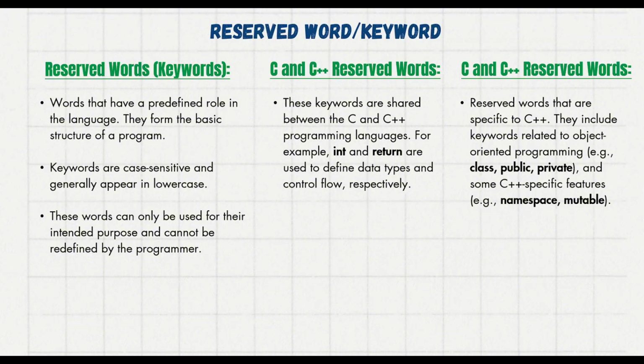Next, we'll be discussing reserved words, also known as keywords, in the C and C++ programming languages. These are integral to understanding how we structure and write code in these languages. Let's start by understanding what reserved words are. Reserved words are predefined words that the language itself uses to define its syntax. They form the basic structure of our programs and have special meanings that the compiler understands. Because of their predefined roles, we cannot use these words as names for variables, functions, or any other identifiers we define.